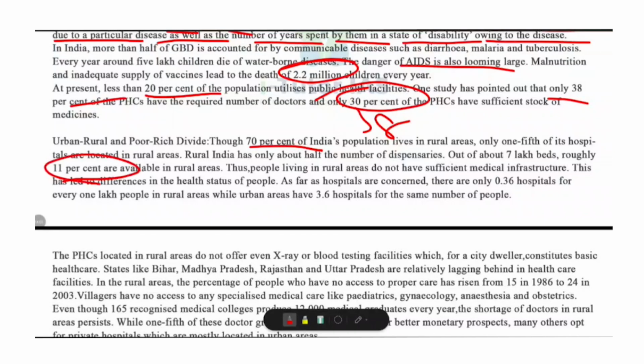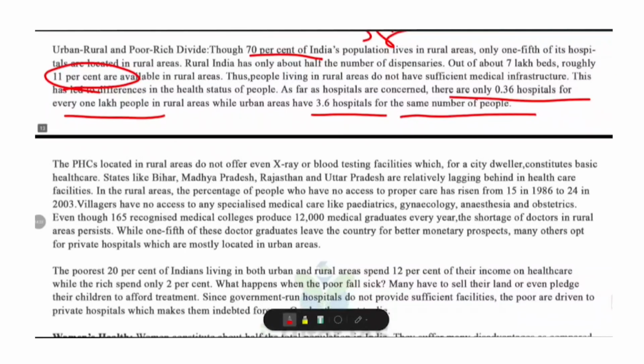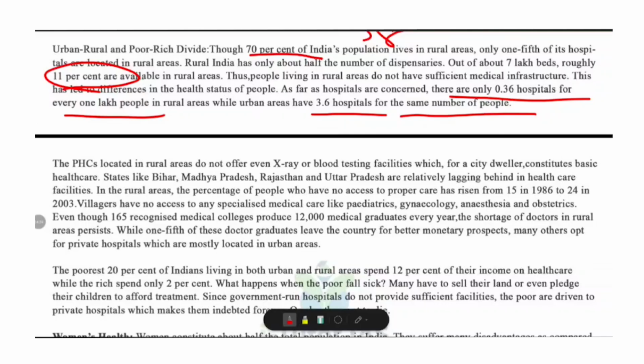In rural areas, there are only 0.36 hospitals for every 1 lakh people, while in urban areas they have 3.6 hospitals for the same number of people. And the result is, the rural population faces limited access to healthcare, leading to inequities in health status. So the implication is, India faces major health infrastructure gaps and unequal access, especially between rural and urban areas, which affects overall health outcomes.